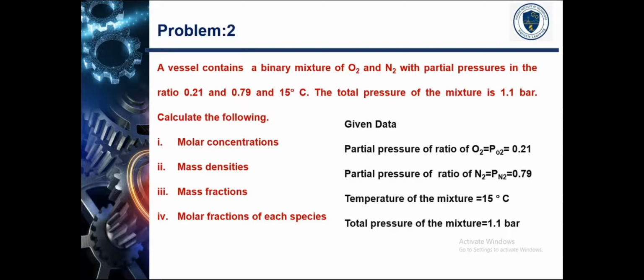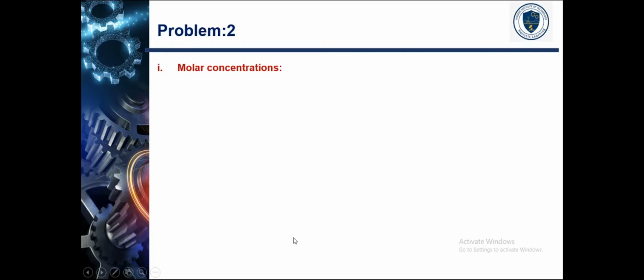Now we move on to calculate each unknown parameter that is asked: molar concentration, mass densities, mass fractions and molar fraction of each species. Let's start. The first parameter we have to find is molar concentration. So what is molar concentration? As per the definition, it is the number of moles per unit volume in the mixture.